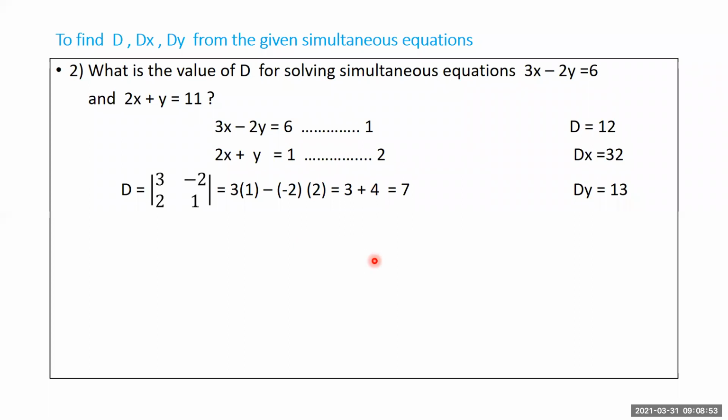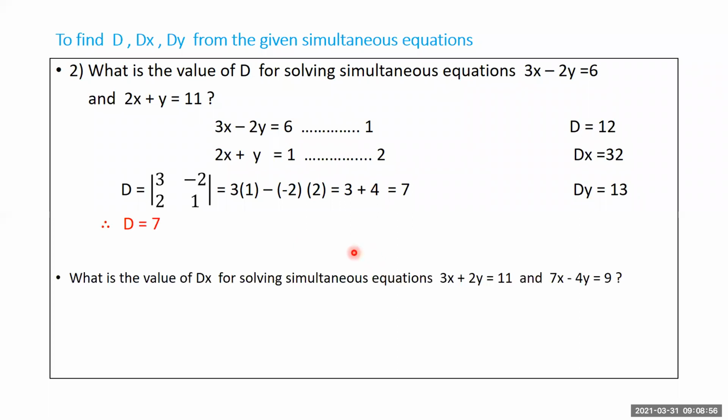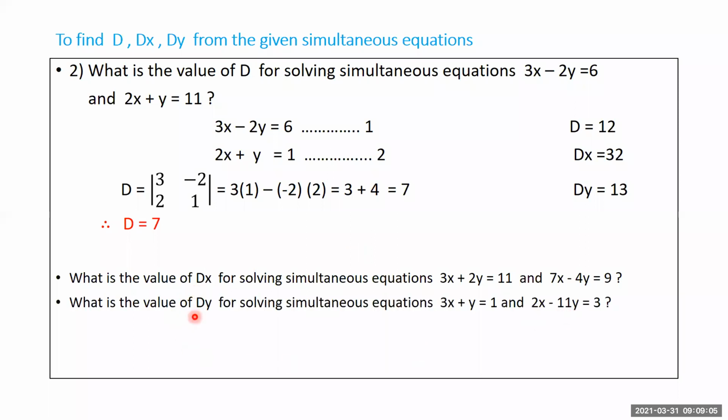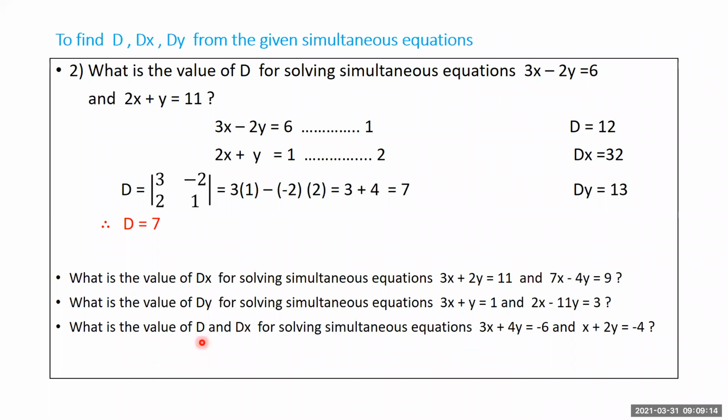See here also some questions I have given. In this question we have to find the value of dx from these 2 equations, and here you're supposed to find out dy. What is the value of dy from these 2 simultaneous equations? And here, this one and this one, maybe they'll ask for 1 mark. If they ask 2 questions, that means d and dx simultaneously, then it will surely be for 2 marks. Okay. So from these simultaneous equations. Is it clear, children? Is it clear? Okay.